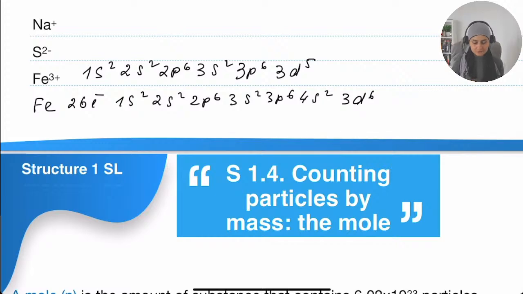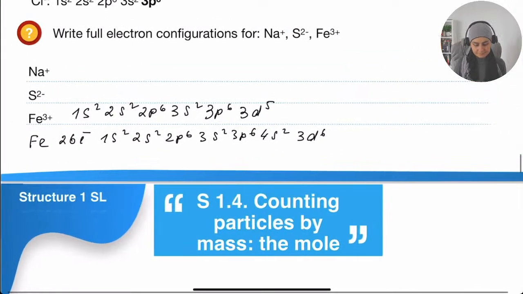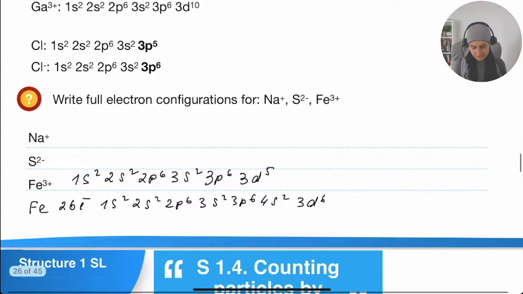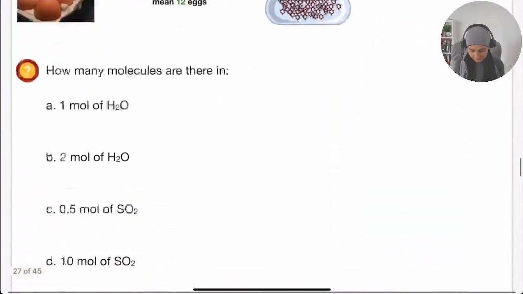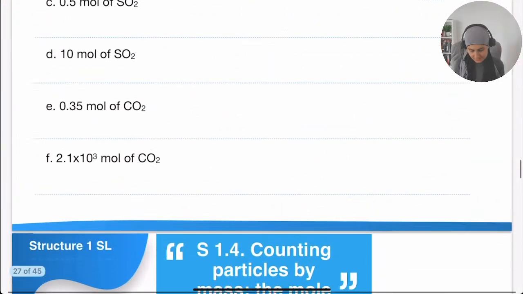That's the electron configuration. Okay, we did it. That was structure 1.1 to 1.3. That was actually my initial plan, to just cover that today because it's already 1 hour and 40 minutes. But I also want to cover moles and ideal gases.